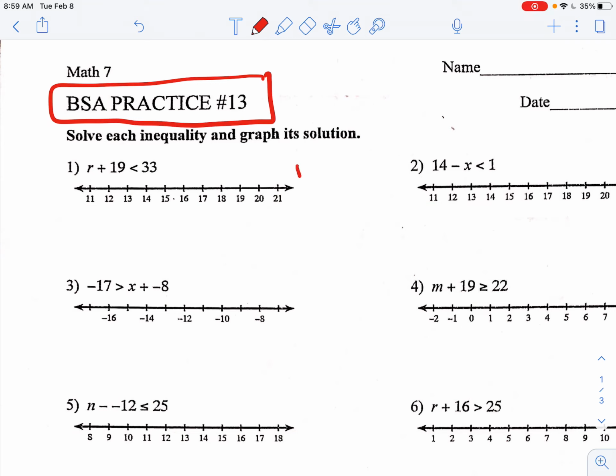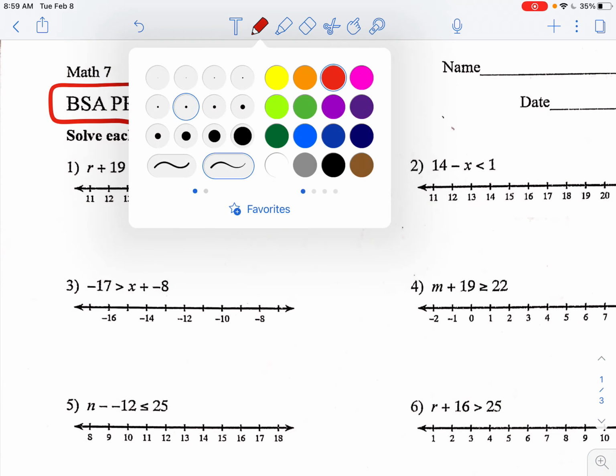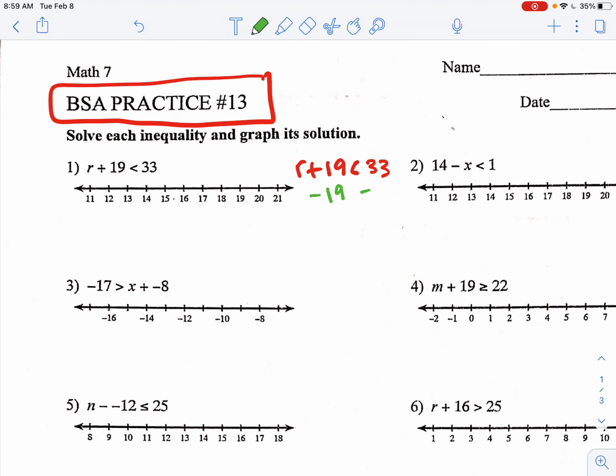For number 1, which says r plus 19 is less than 33, the one step that you need here is to minus 19 to both sides to get r is less than, and 33 minus 19 is 14. You've got to have this part. That's the solve part. The graph by itself is not the answer. You have to have the correct inequality statement, along with the graph. On the graph, this will be an open circle on 14, and if r is less than that, you shade to the left.